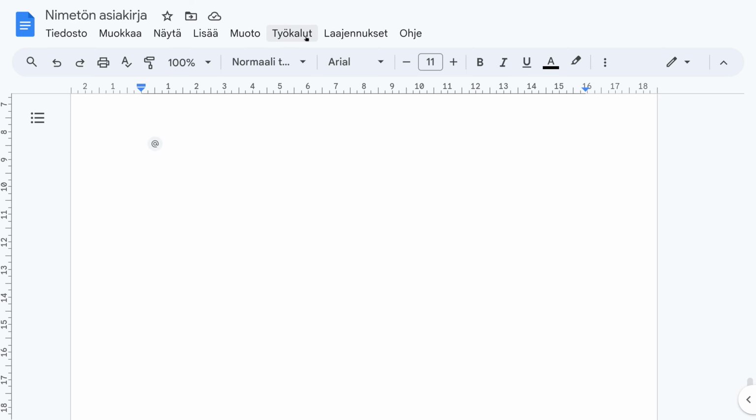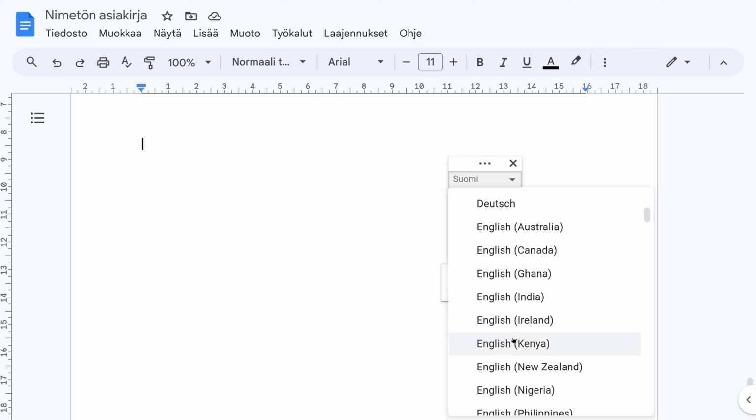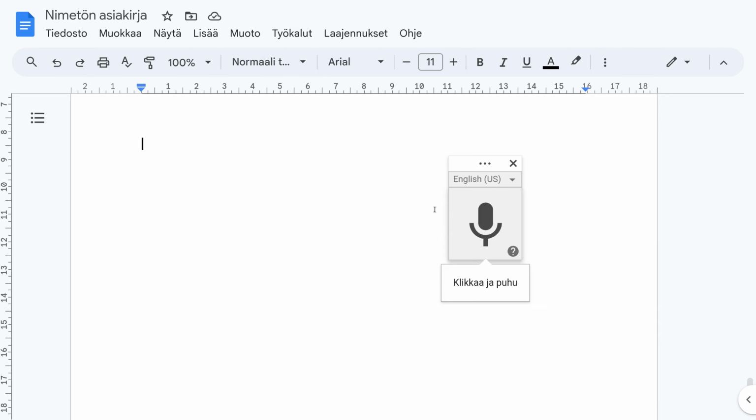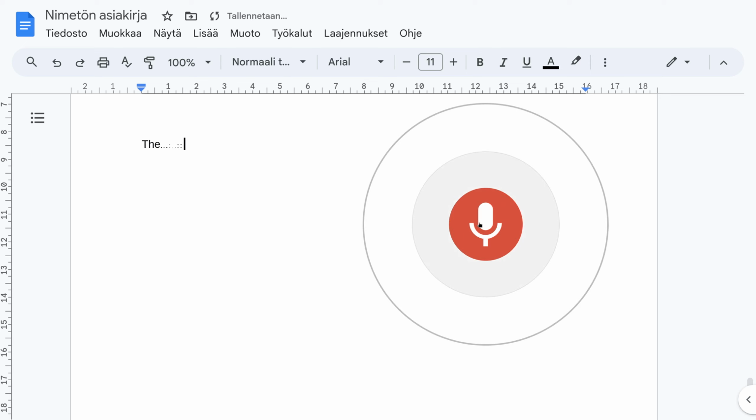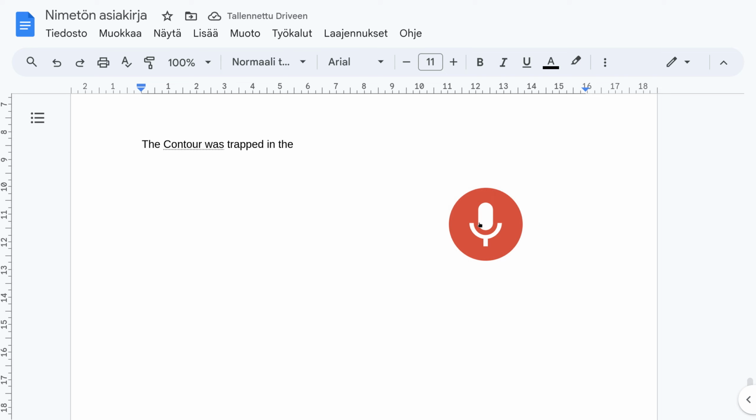Hello my audience, today we are going to be writing the blog again, and today we are going to write a blog story. I'm thinking that I will write a story about the character named Conjurer, and we're gonna start it like this. The Conjurer was trapped in the dark room.